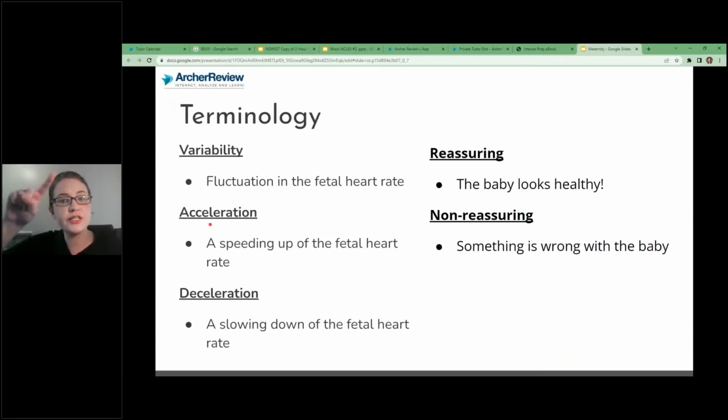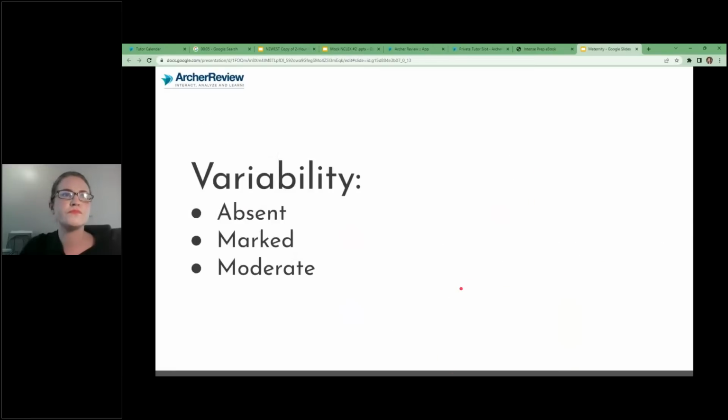Remember, an acceleration is speeding up of the heart rate. That's a good thing. Deceleration, slowing down of the heart rate, typically not good. Sometimes it's okay though. Reassuring means, yeah, that baby looks healthy. I think they're going to do okay. And then non-reassuring really means something's wrong here with the baby. We need to investigate further.